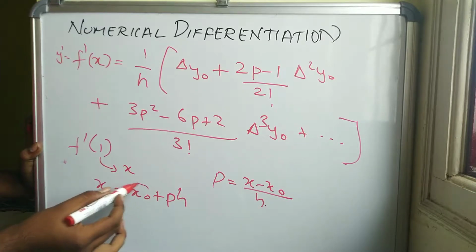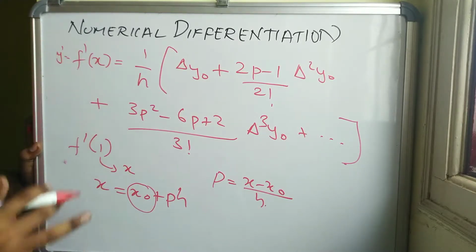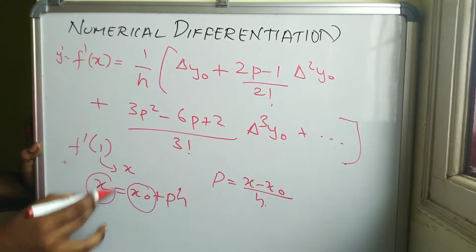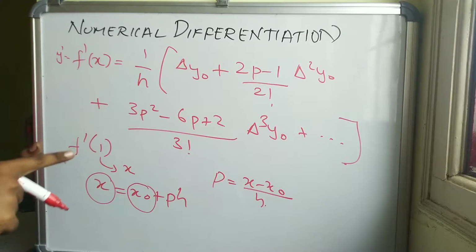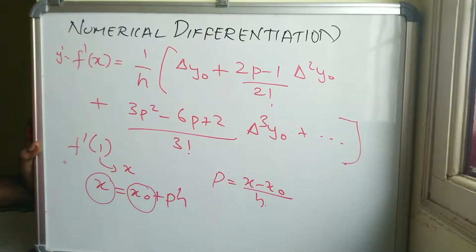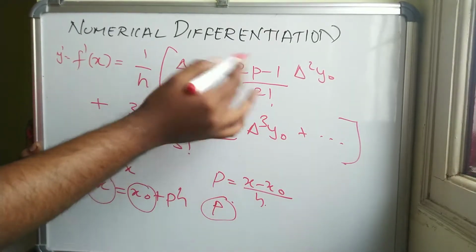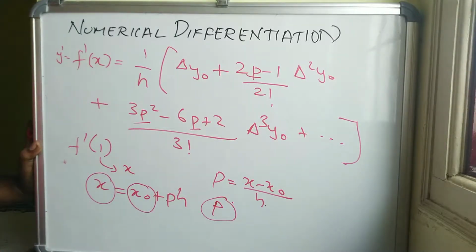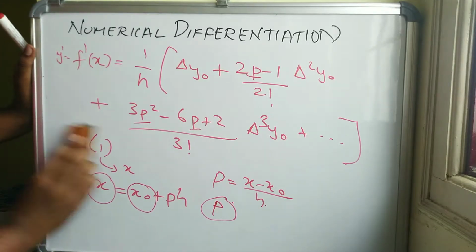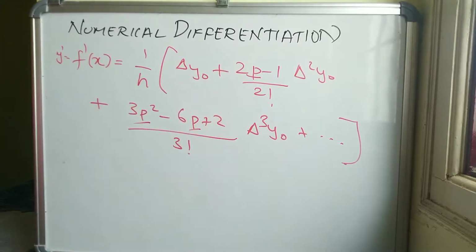Here x naught is the first value of the given data, and x is the number that is asked in the question. h will be given in the question, or we can calculate it from the question itself. h is nothing but the width. From here you need to calculate p, because in the formula we need to substitute p, not the x value. We'll solve questions based on this. Now for f double dash x, you just have to differentiate this and you will get the answer.